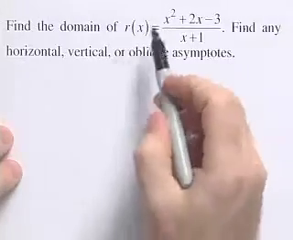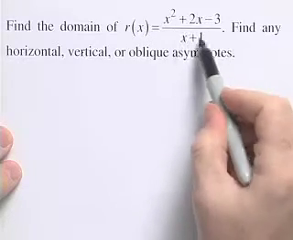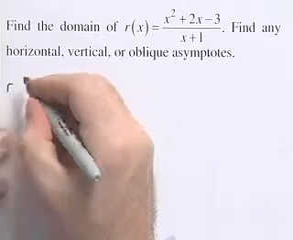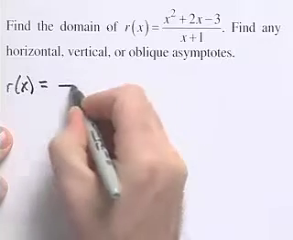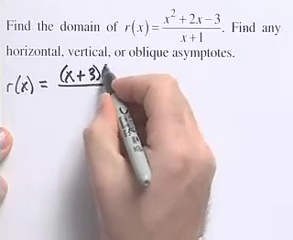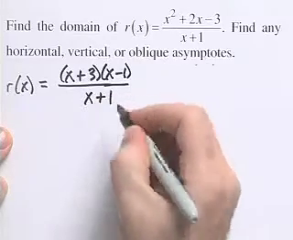For this problem, we're again going to determine the domain of a rational function and try to determine any vertical, horizontal, or oblique asymptotes. Here our function is r of x equals (x squared plus 2x minus 3) divided by (x plus 1). We're again going to factor both the numerator and denominator. So we'll have r of x is equal to (x plus 3)(x minus 1) divided by (x plus 1).